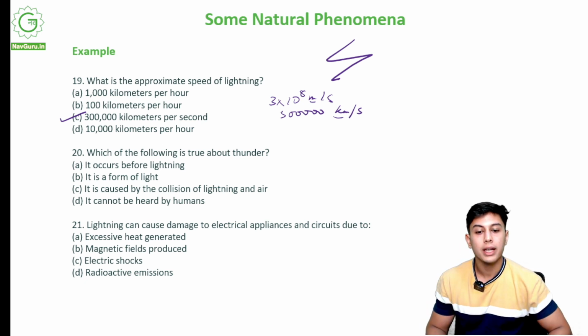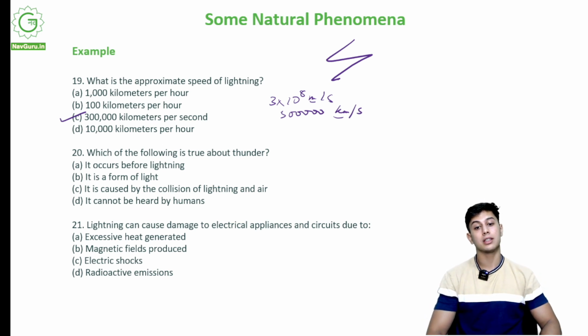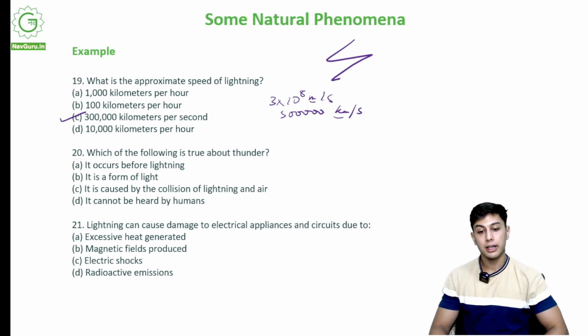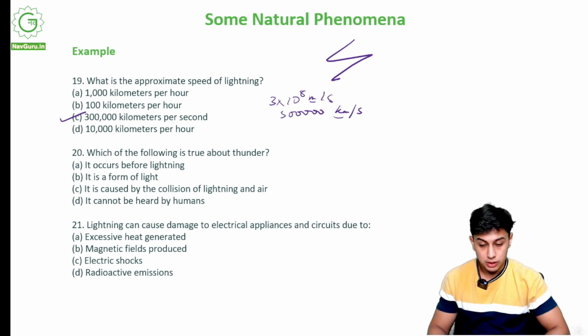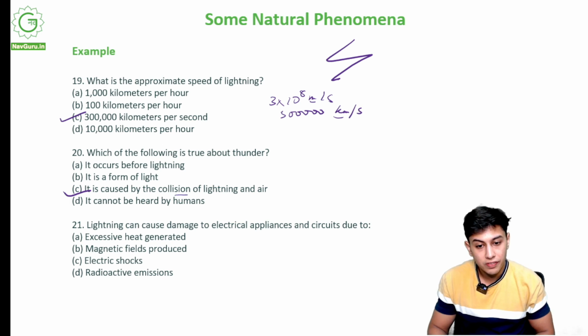Which of the following is true about thunder? Alright, thunder, that loud voice that occurs after lightning. It occurs before lightning. It is a form of light. It is caused by collision of lightning and air. It cannot be heard by humans. So the correct option is option C. It is caused by collision of lightning and air.